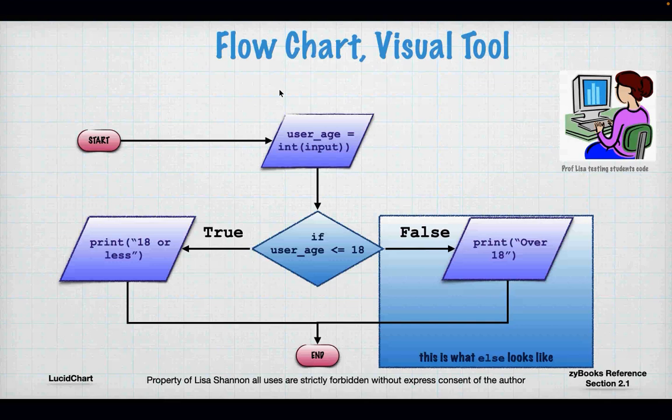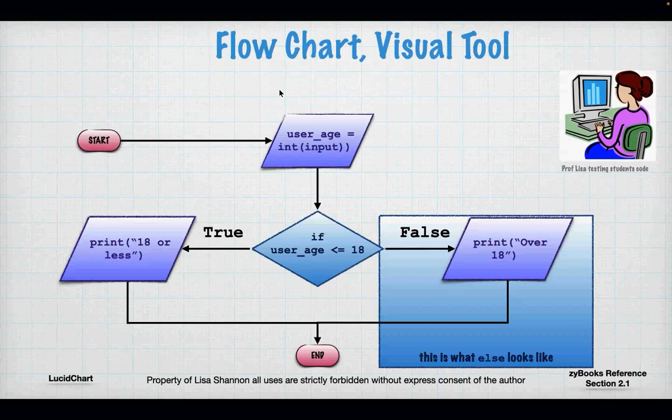So I have my user age. I've got my start, I've got user age equals input, we know what that is, we've done it for 2 weeks. Now I have my diamond. The diamond is the symbol, and these symbols are important when you do flowcharts. The diamond is the symbol that says I am making a decision. What is the decision? The decision is really a true-false. The decision is user age is less than or equal to 18.